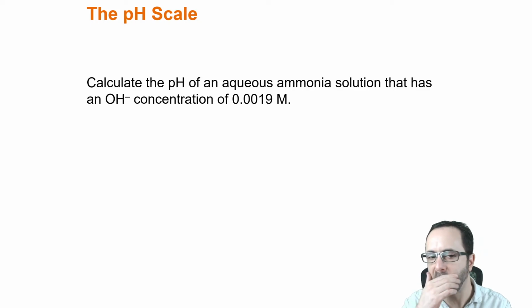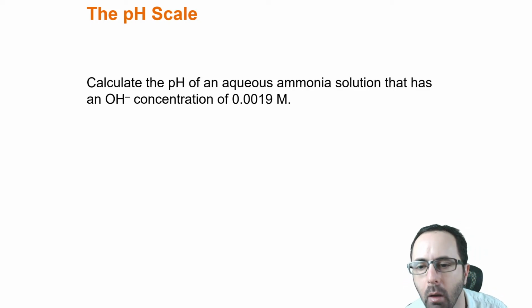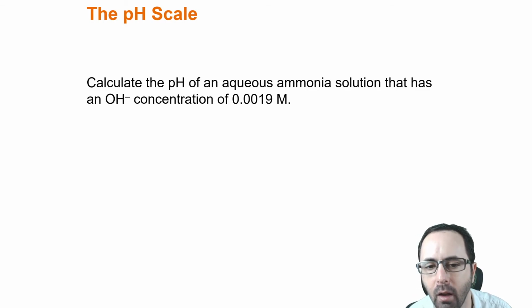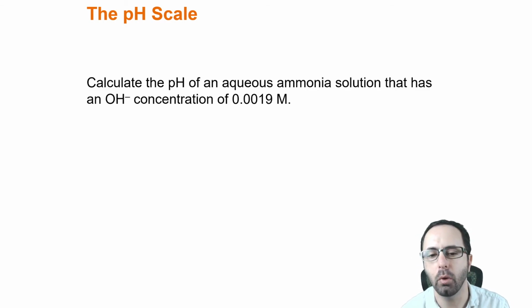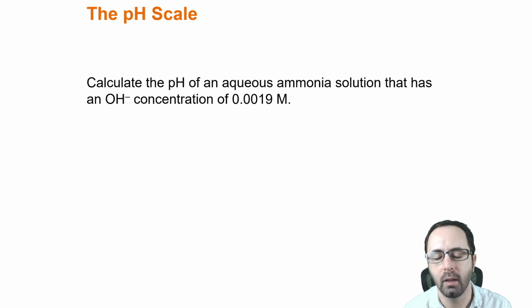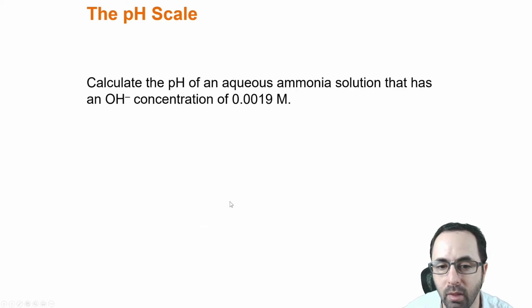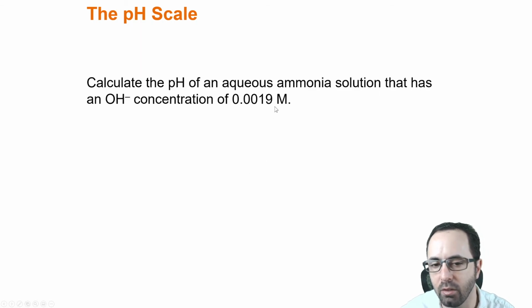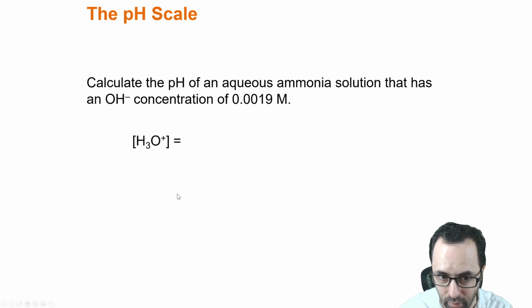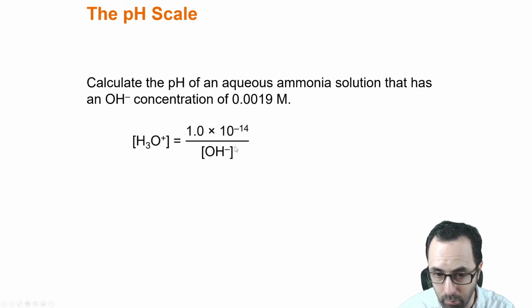And so here's another question. Calculate the pH of an ammonia solution that has hydroxide concentration 0.0019. There's a couple different ways you can do this. You've already done some practice with that. But I do want to point out that you can't just take the negative log of this and get the pH because it's the hydroxide concentration. So what you can do is find the hydronium concentration first, or you can get the pOH.